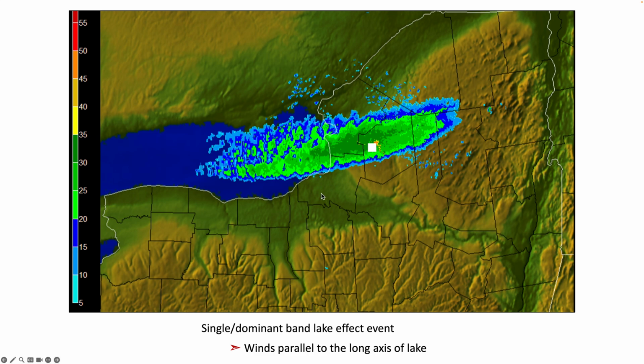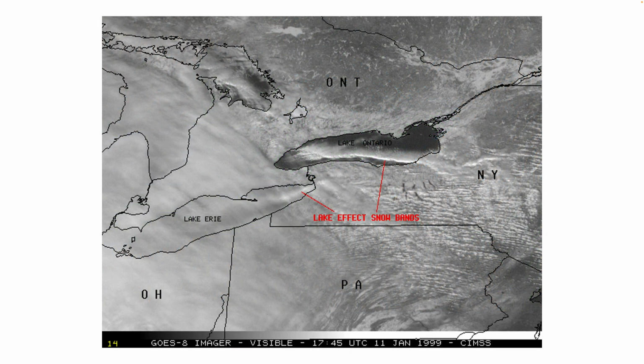So these big single dominant band events are the big ones. These are the ones that can put down multiple feet of snow in a day. And we don't really get these here in Ohio, because Northeast Ohio is basically downwind of the long axis. So Northeast Ohio is basically perpendicular to the long axis.